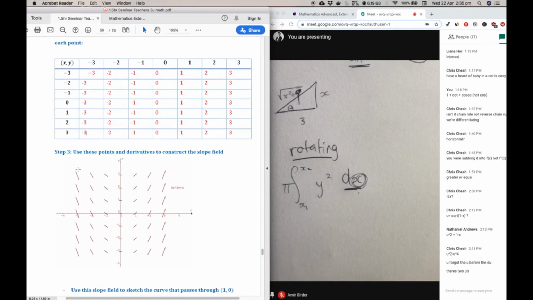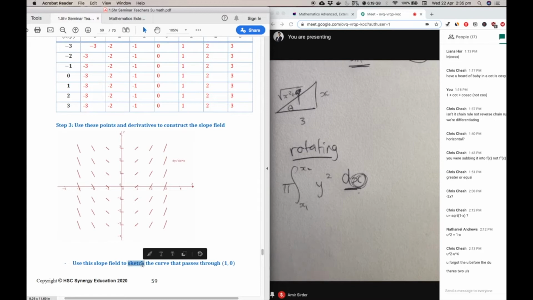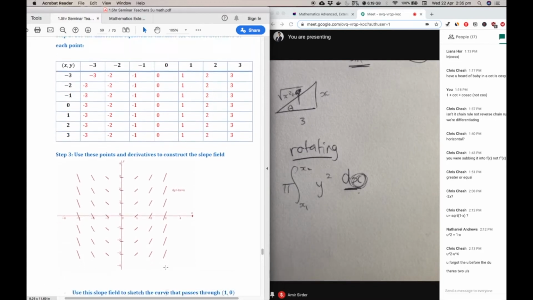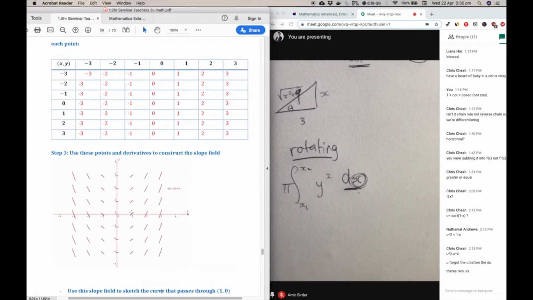At 0 we have 0, and then at -3 and 3 you can see it gets steeper. Use this slope to find and sketch a curve passing through 1, 0. So we go to 1 and 0, and we can see that goes through here. So now we need to sketch a line that goes through here. If we continue this line, it'll touch this. Continue it, probably go up here.